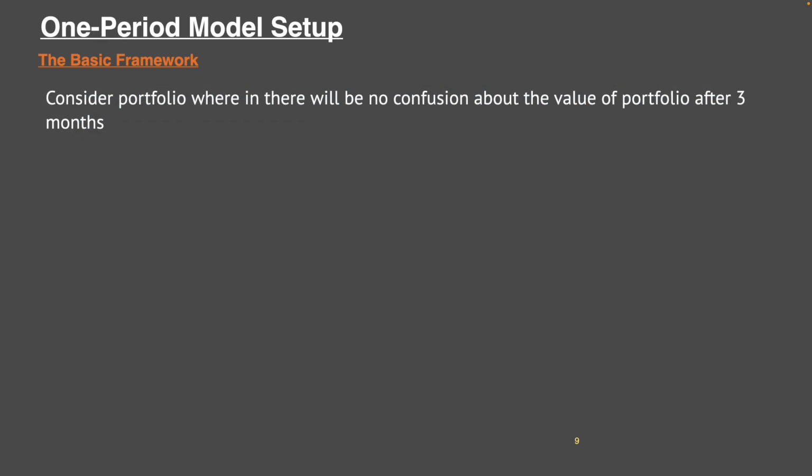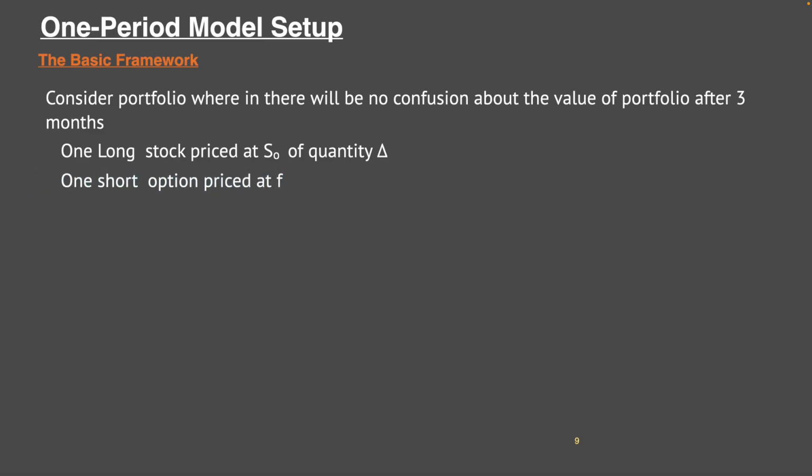So let us see how this one period model setup is done. Let us consider one long stock priced at S0, with quantity delta. So we have a long stock priced at S0 of quantity delta, and we have one short option priced at F. The price of the option is F, the price of the underlying is S0, and the quantity which we have purchased of the underlying is delta.